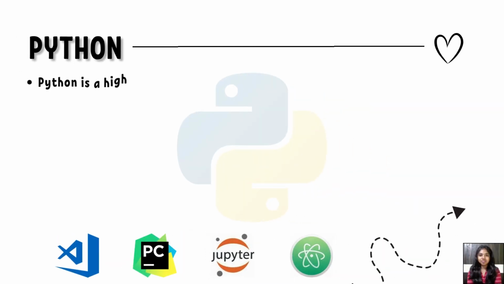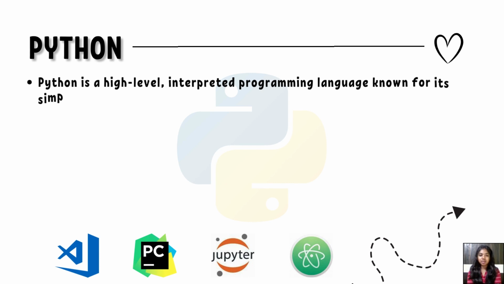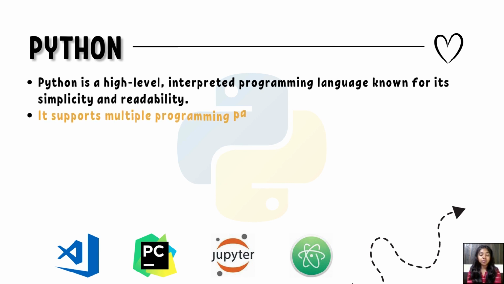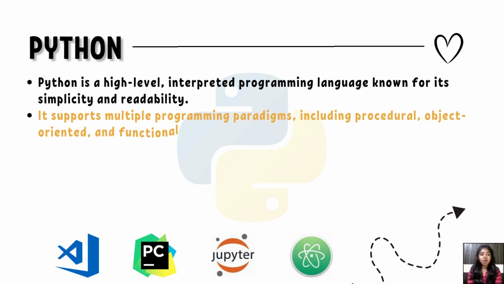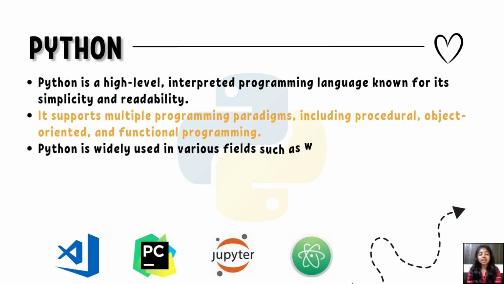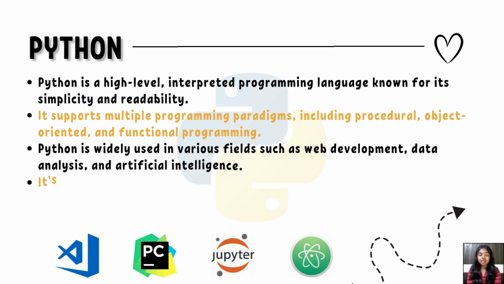What is Python? Python is a high level interpreted programming language known for its simplicity and readability. It supports multiple programming paradigms, including procedural, object oriented, and functional programming. Python is widely used in various fields such as web development, data analysis, and artificial intelligence.